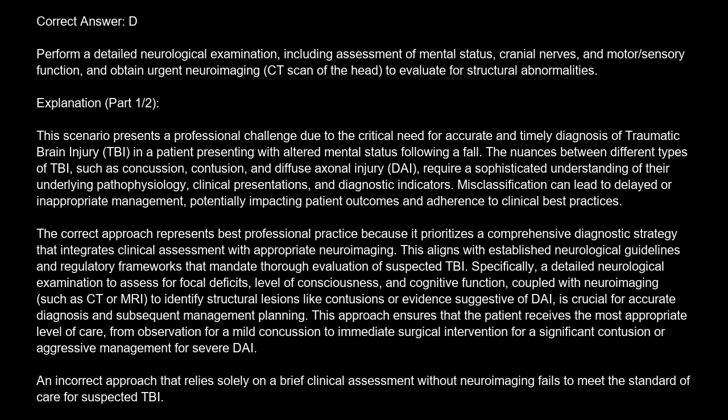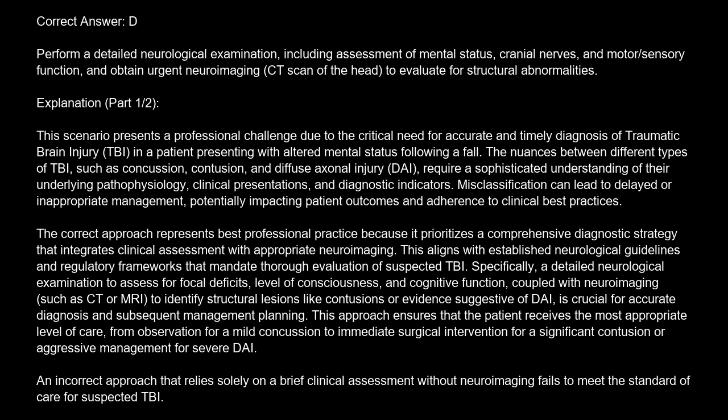The correct approach represents best professional practice because it prioritizes a comprehensive diagnostic strategy that integrates clinical assessment with appropriate neuroimaging. This aligns with established neurological guidelines and regulatory frameworks that mandate thorough evaluation of suspected TBI. Specifically, a detailed neurological examination to assess for focal deficits, level of consciousness, and cognitive function, coupled with neuroimaging, such as CT or MRI, to identify structural lesions like contusions or evidence suggestive of DAI, is crucial for accurate diagnosis and subsequent management planning. This approach ensures that the patient receives the most appropriate level of care, from observation for a mild concussion to immediate surgical intervention for a significant contusion or aggressive management for severe DAI.